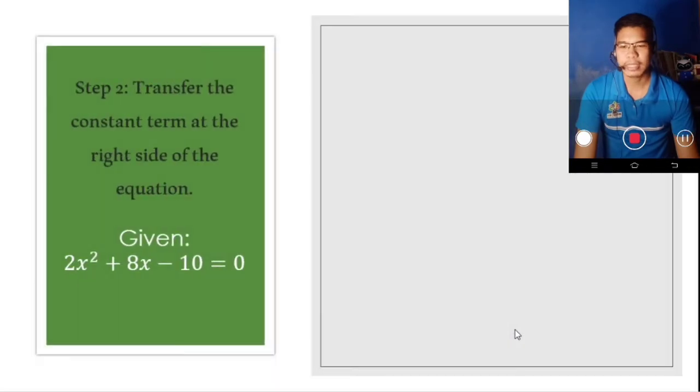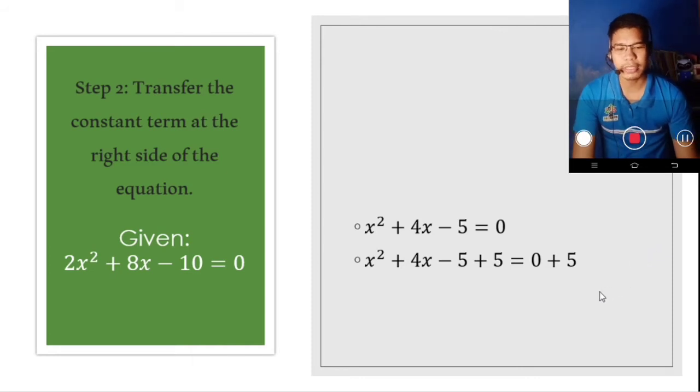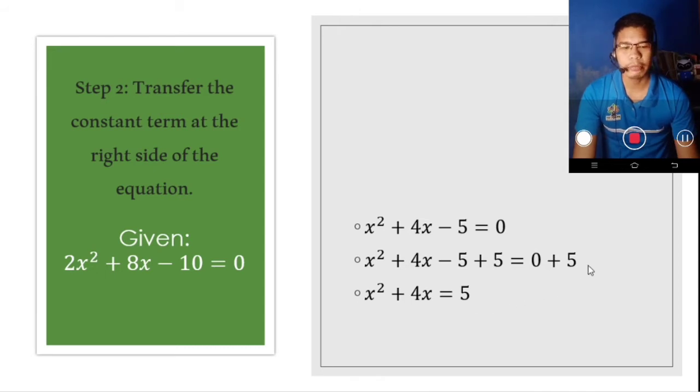Next, step 2, we transfer the constant term to the right side of the equation. So we have x squared plus 4x minus 5 equal to 0. Using the addition property of equality, we eliminate negative 5 here. To eliminate that, we add 5 to both sides of the equation, or simply transfer 5 to the other side. So this will become 0. So this will become x squared plus 4x equal to 0 plus 5, which is equal to positive 5.